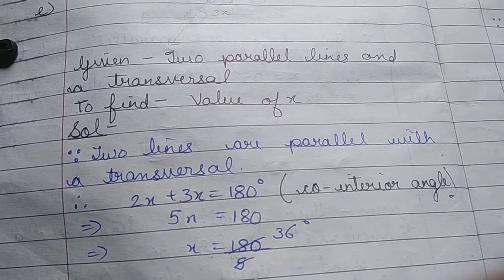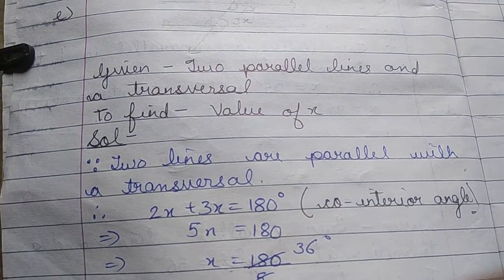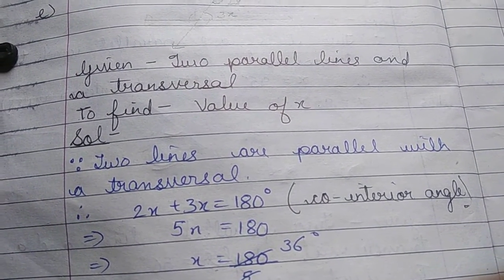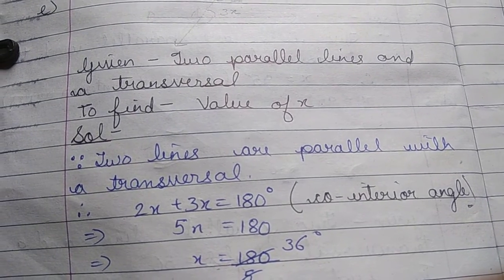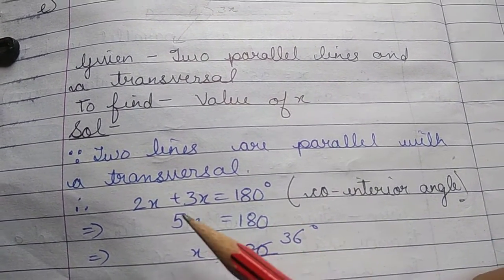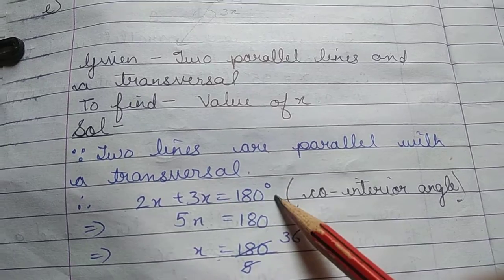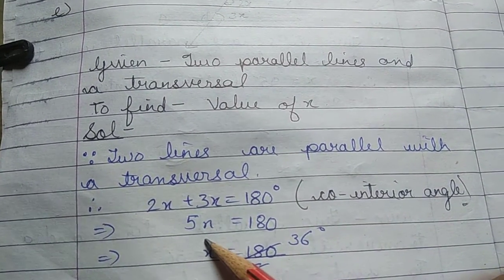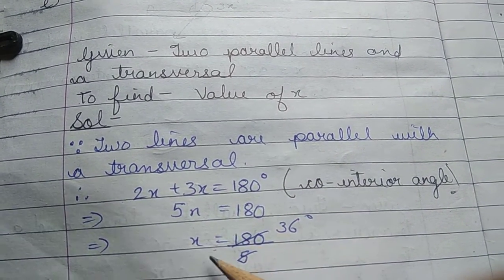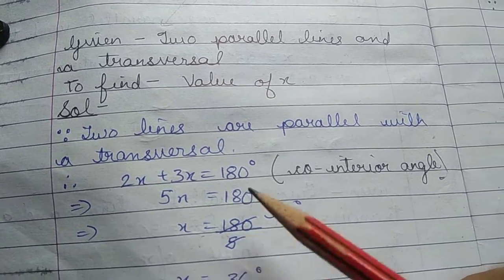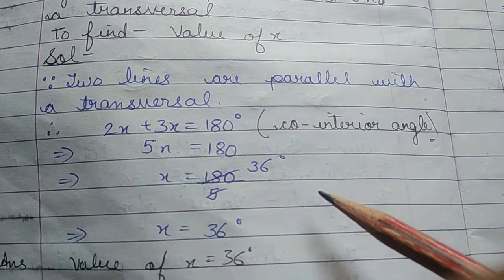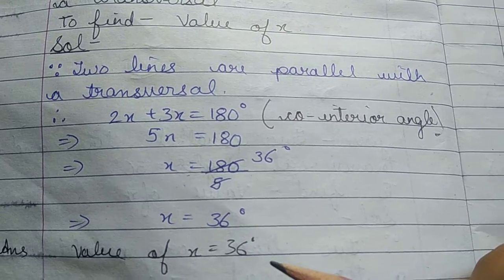Co-interior angle property, angles are not equal to each other as they are in corresponding and alternate interior, but their sum is 180 degrees. Therefore 2x plus 3x is equals to 180 degrees. 2x plus 3x is 5x, which is equals to 180 degrees. Value of x would be 180 upon 5. Cancel that out, that would be 36 degrees. So value of x is how much? 36 degrees.